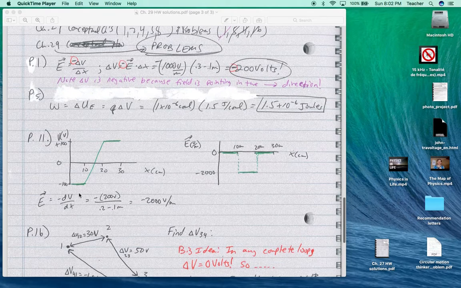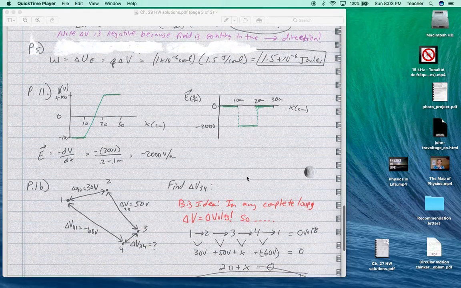For this one, this is a little bit annoying because these scales were centimeters, volts per meter, and volts. So I had to think about that for the slope. If you're going from negative 100 to positive 100 volts in 10 centimeters, that's 200 volts per 10 centimeters or 2000 volts per meter. However, since the potential is increasing as you go to the right, that means the electric field would be pointing to the left. Again, negative dV/dx. So that's why that's negative 2000 volts per meter.